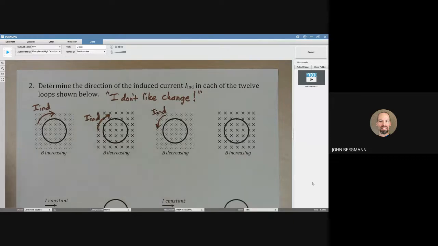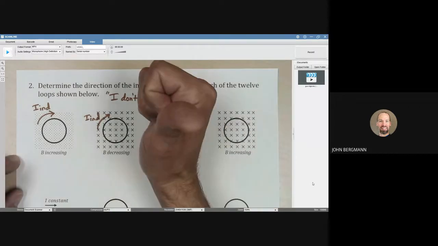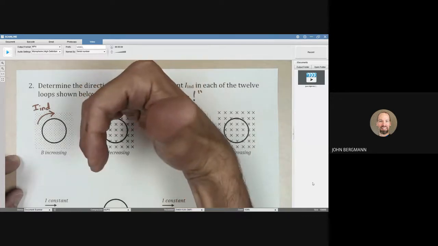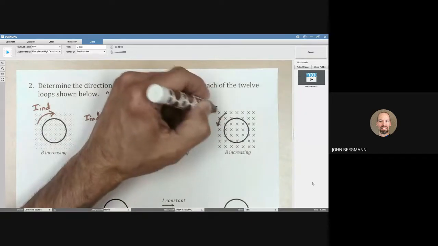How about on the right? The magnetic field is going into the page. It's getting stronger, stronger, stronger. Nature says, I don't like change, so I'm going to fight the change. And if it's increasing into the page, then in which way is the induced stuff, the electric field, the EMF, the current? Counterclockwise.